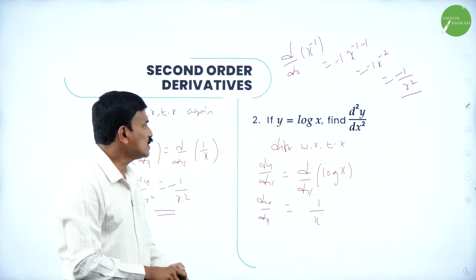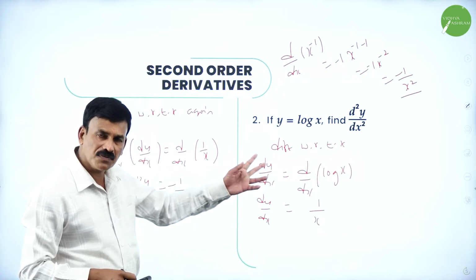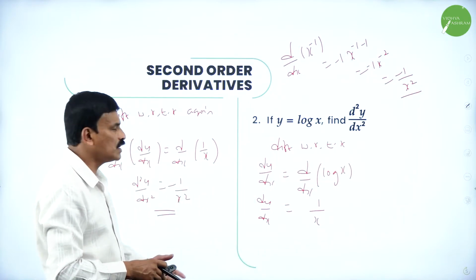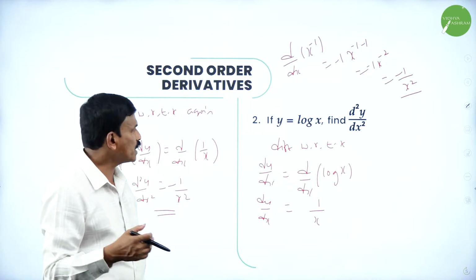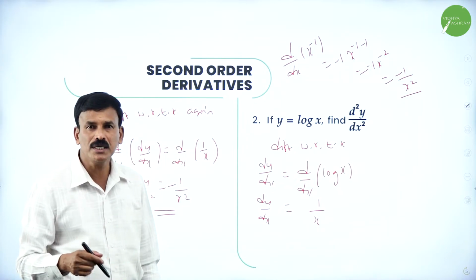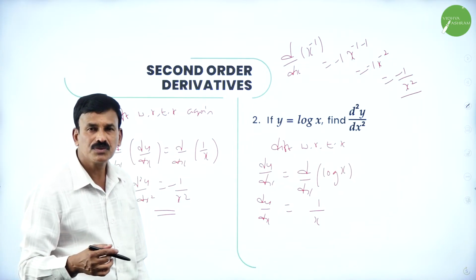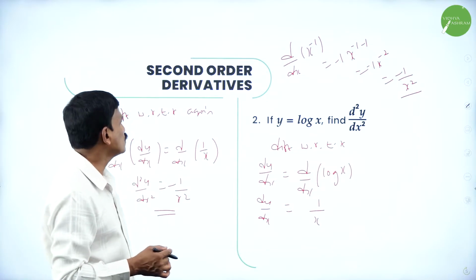That means the differentiation of log x is 1 over x. If you differentiate 1/x again, you are going to get minus 1/x². That means the second derivative of log x is minus 1/x². Important problem for 2 marks. Okay. Now let us come to the next problem.